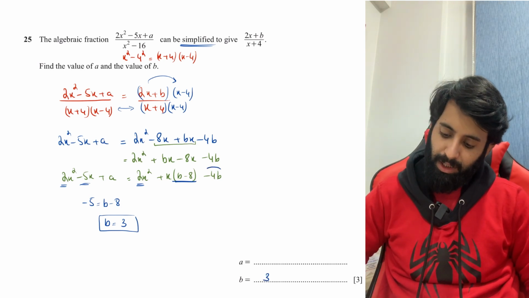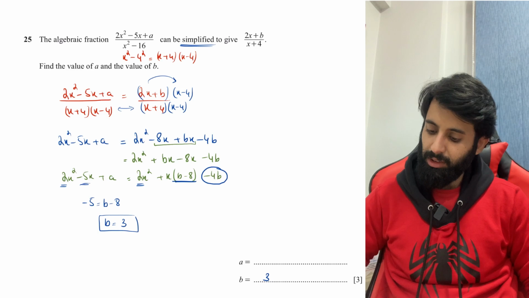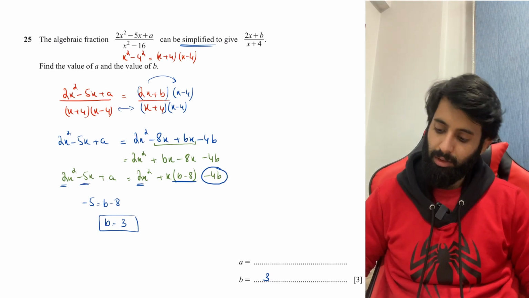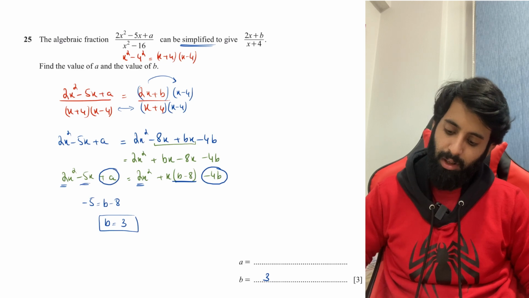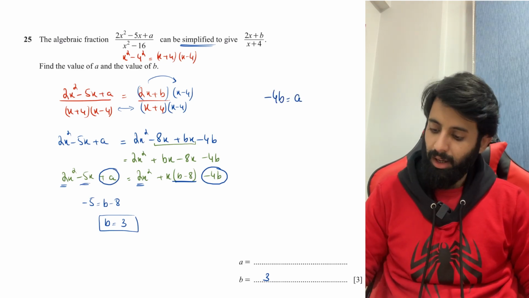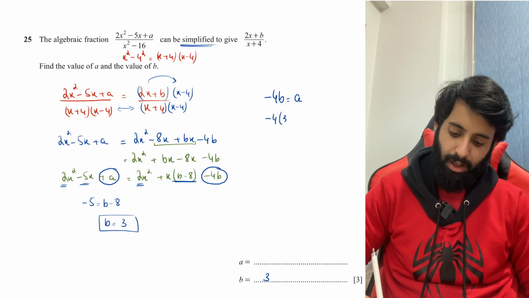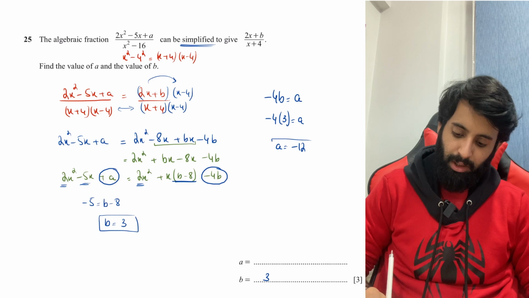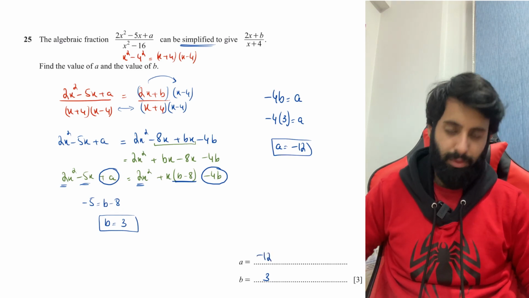And then I'll compare the constant. Constant, by the way, is any term that has no variable with it. So the constant on the right hand side is minus 4b, and the constant on the left hand side is a. Now that I have the value of b, I can simply plug it in and work out what a is equal to. So a is equal to minus 12, and there you go, we have the value of a, which is minus 12.